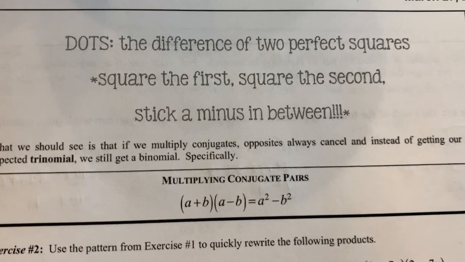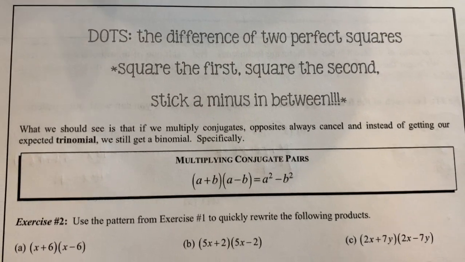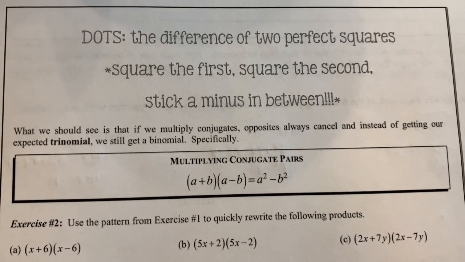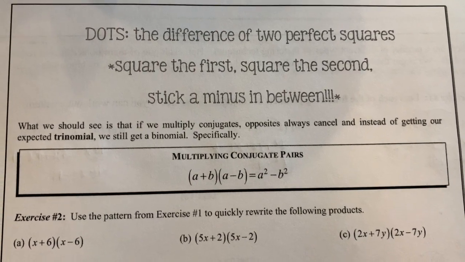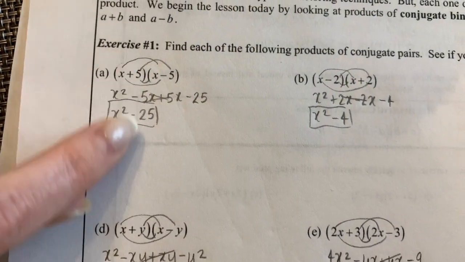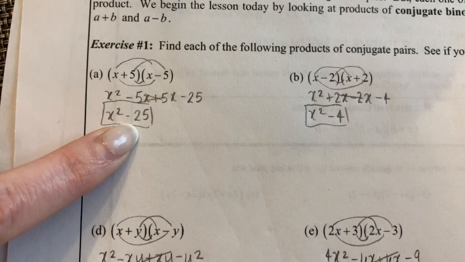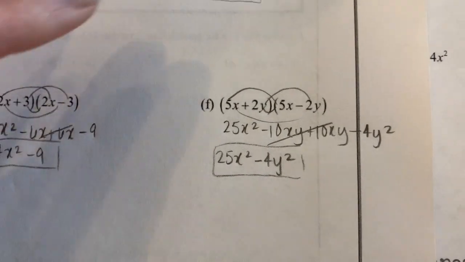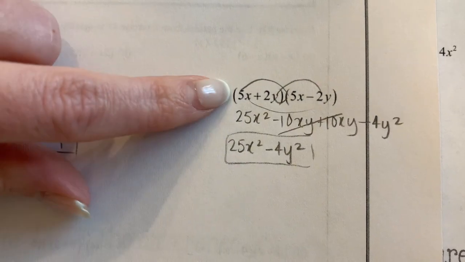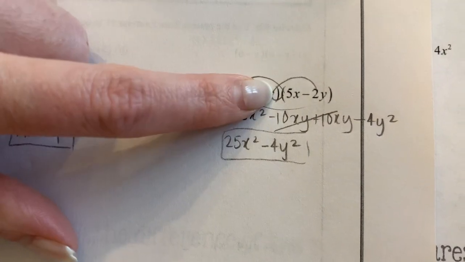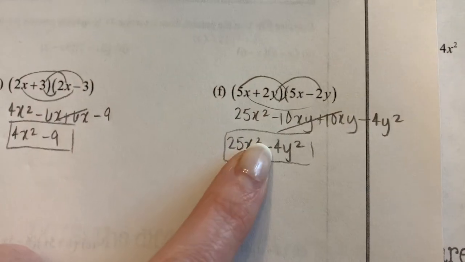It's definitely not the most eloquent, but it has stuck with me now until I am in my 30s. So hopefully it will stick with you guys too. So that's the pattern. You square the first term, square the second term, and stick a minus in between. And you can do that for everything, even the complicated ones like this. So instead of going through and doing all the multiplication, what I can do is I can say 5x squared and 2y squared and stick a minus in between.